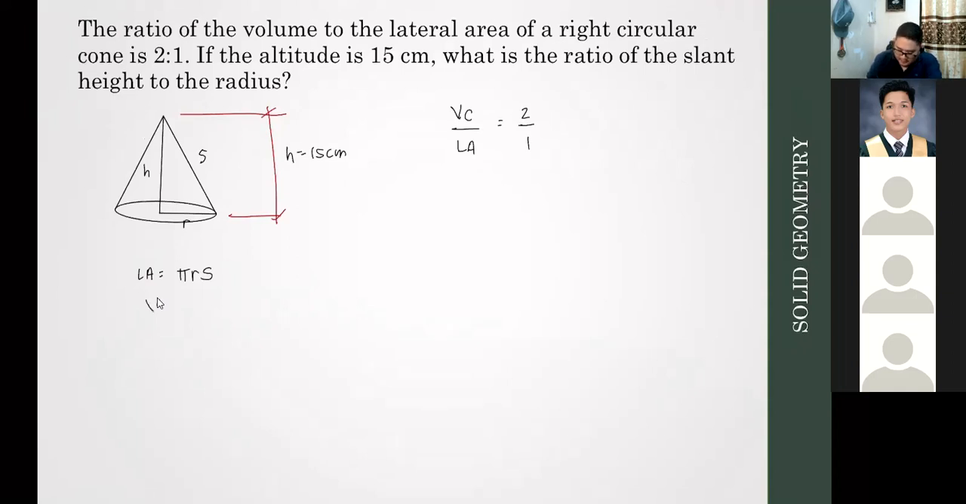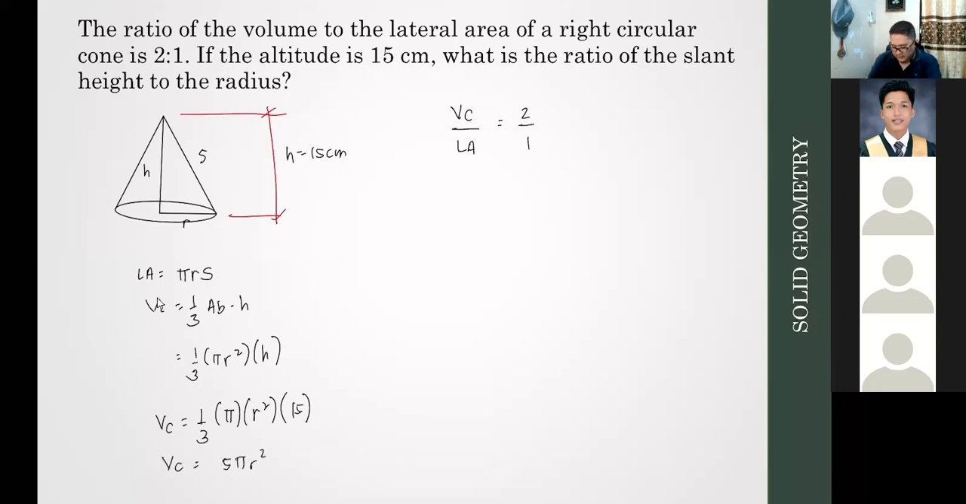For the volume of a cone, we have one-third the area of the base times the height. So, we need to calculate that. Our base is a circle, so we have pi r squared times h. So, the volume of our cone will be 1/3 pi, r squared since we have no radius, times our h which is 15. We'll add units later. So, we have 5 pi r squared. That is the volume of our cone.